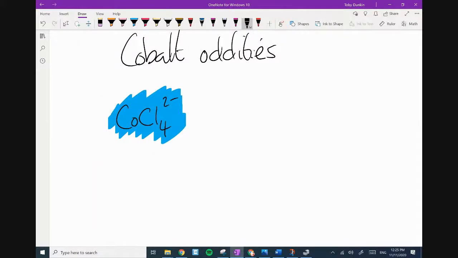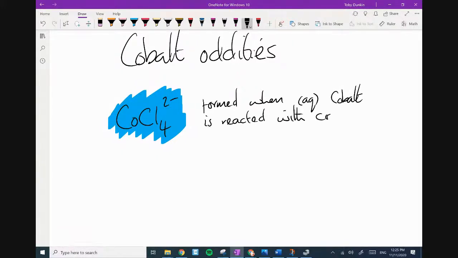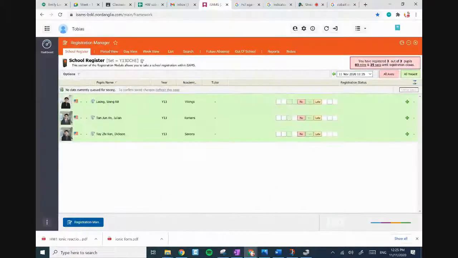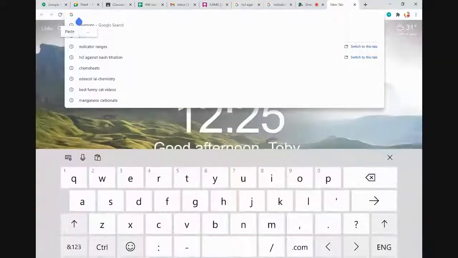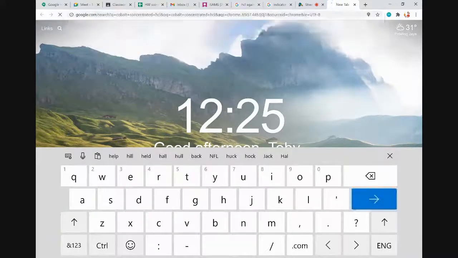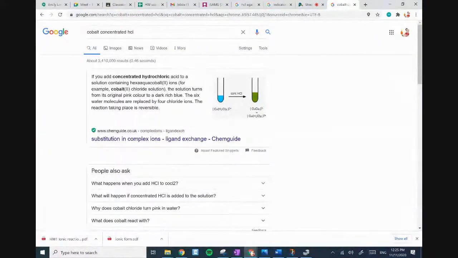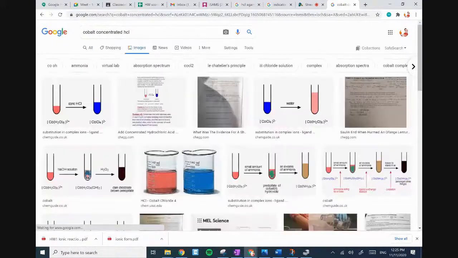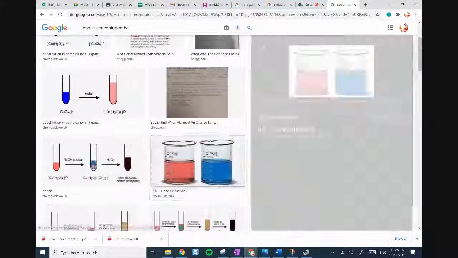And of course, this is formed when aqueous cobalt is reacted with concentrated HCl. So let's just look at that. It's nice to go back and have a look at some images. So if I just go cobalt concentrated HCl, you see it's actually, oh yeah, that's copper. Irritating. There we go. And it is actually a really beautiful blue.